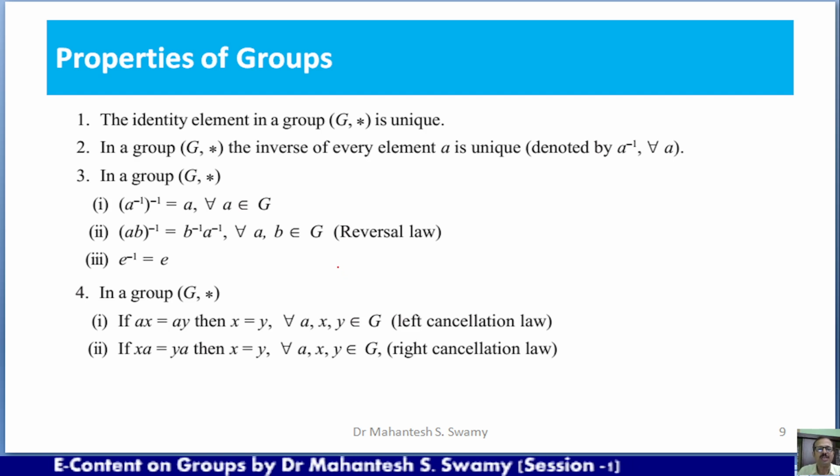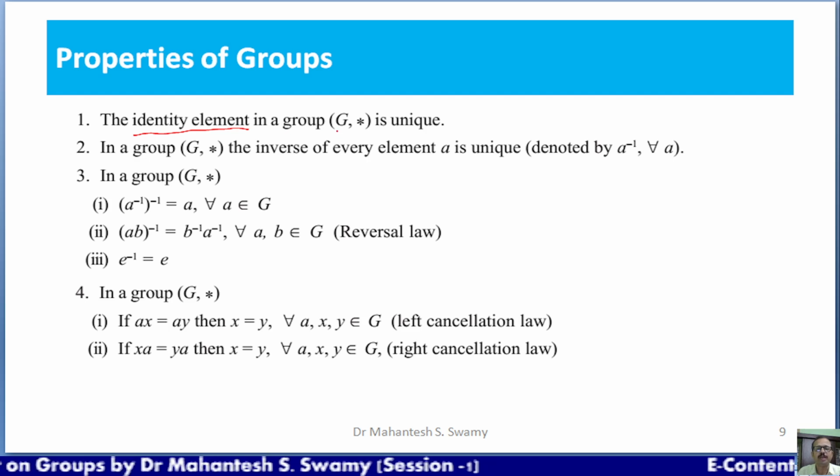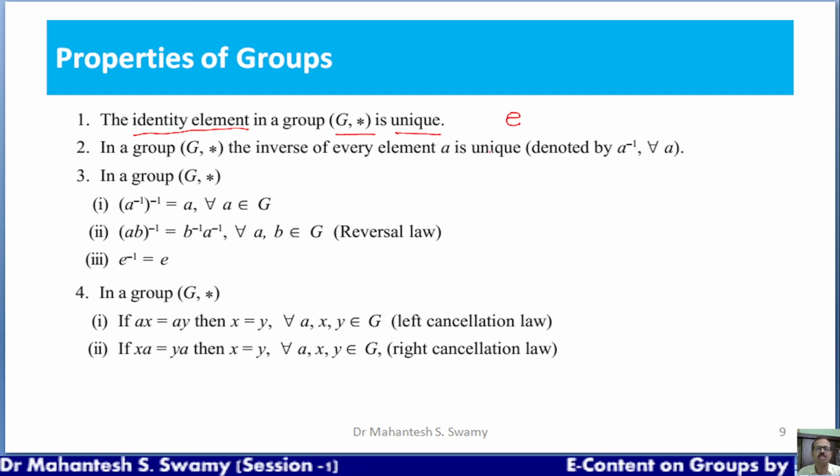Next, we shall have some simple properties of a group. In the group, we have already seen that the identity element must exist, because to become a group, it should satisfy the identity law. Whenever the identity element exists, it is unique. The group cannot have more than one identity element. The identity element in the group is denoted by E, which is always unique.